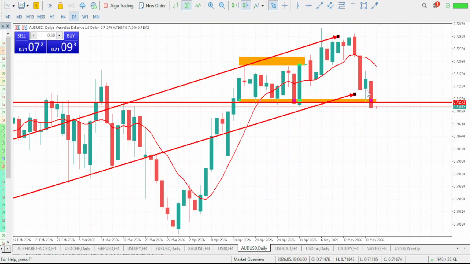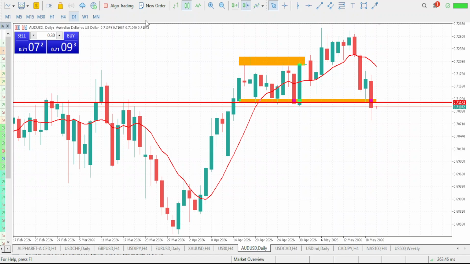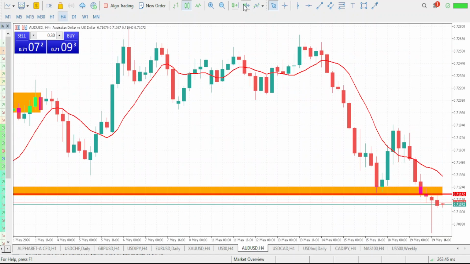But since we want to predict what market will be doing for the day, we are going to be making use of the current trend. And the current trend says that we are in a downtrend move. So this is the current trend, and the current trend is on a downtrend move. Now, let's zoom into our 4-hour time frame.